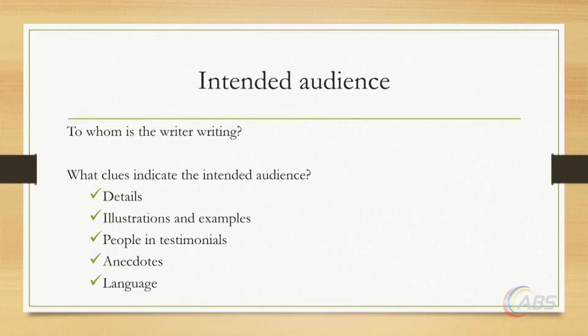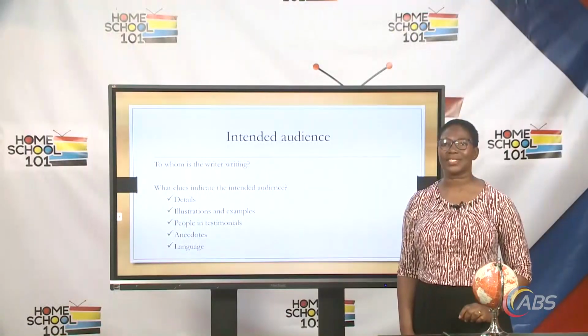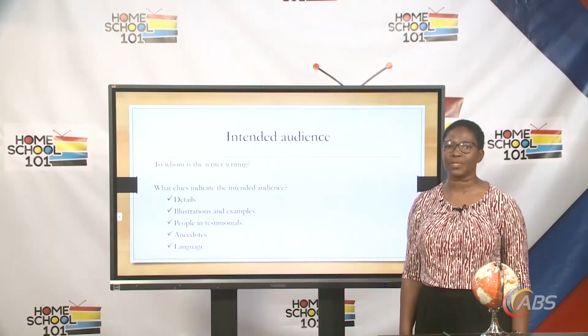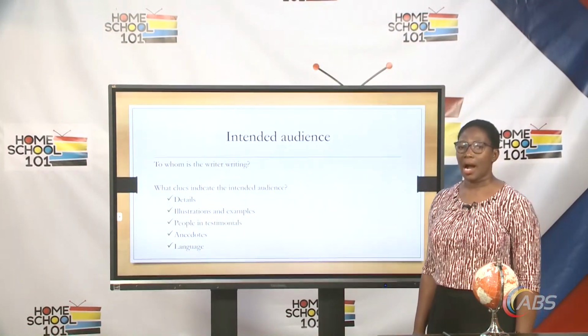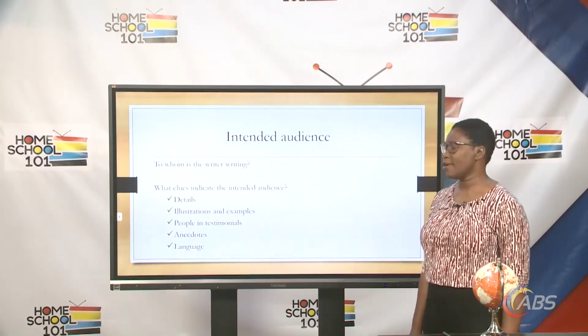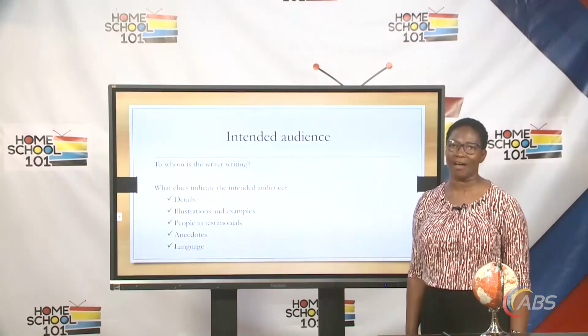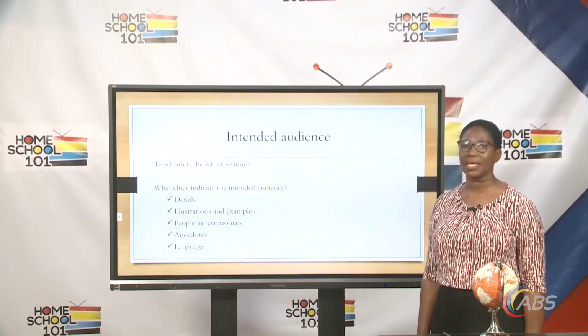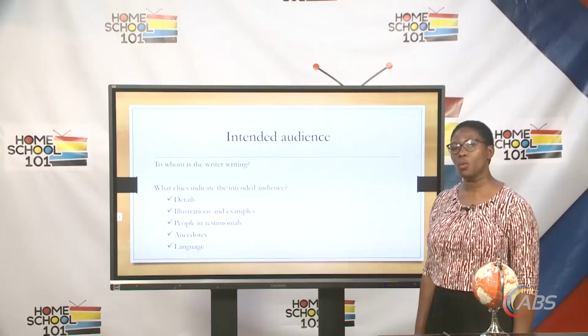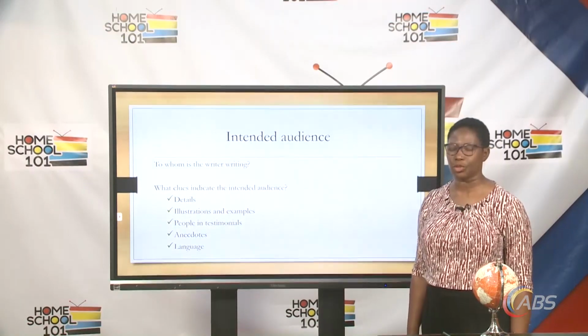Now, once you've determined that the writing is argumentative, the next step is to determine who the writer is writing for. That's the audience. The writer writes a piece, but he's directing it at a specific segment of society. Specific people are being targeted in the piece of writing. So you have to read carefully to determine who the intended audience is. That's a very common CSEC question. Now, what are some tips that would help you to do so?